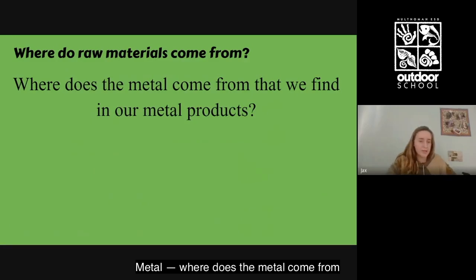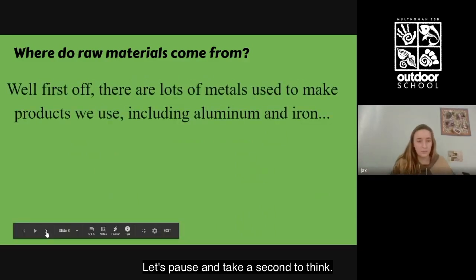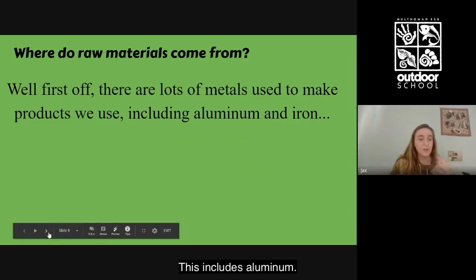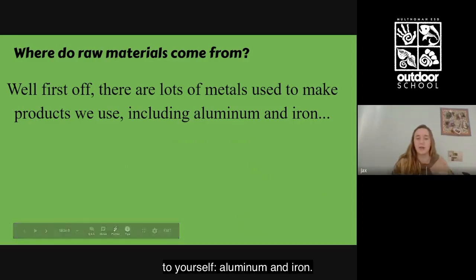Metal. Where does the metal come from that we find in our metal products? Let's pause and take a second to think. So there are tons of metals used to make the products we use. This includes aluminum. That's a fun word to say. I encourage you all to try and say it to yourself.